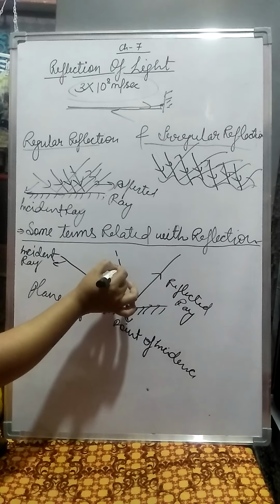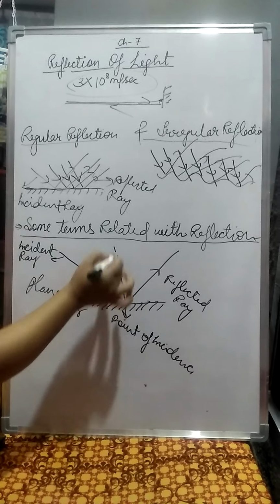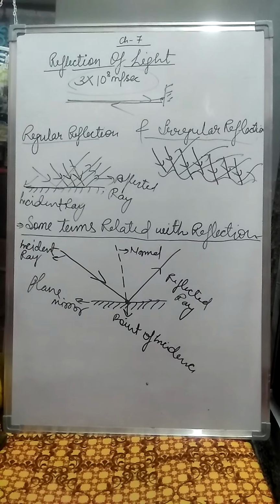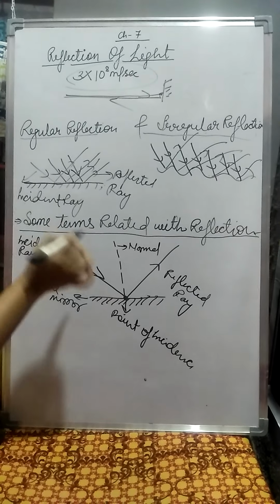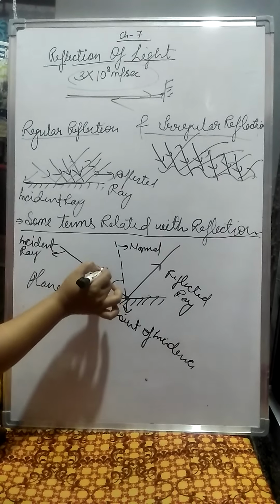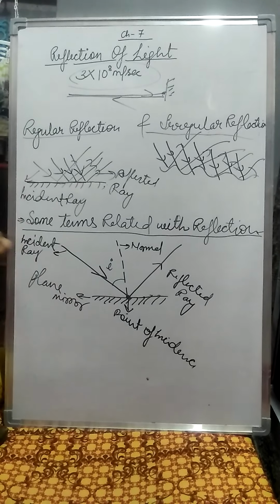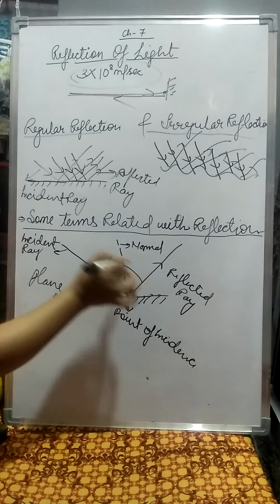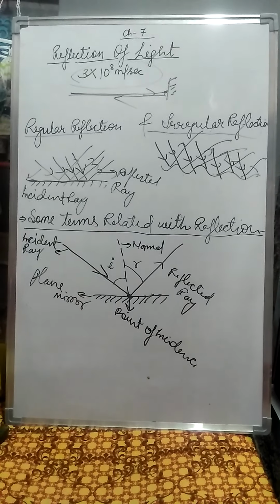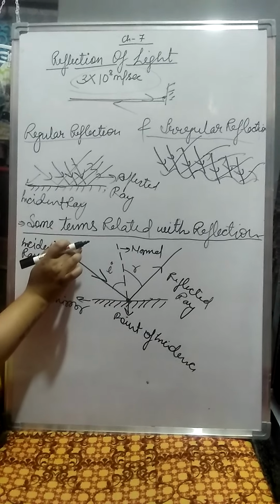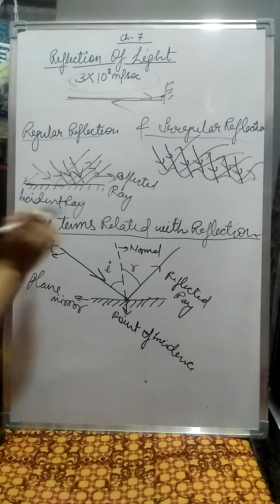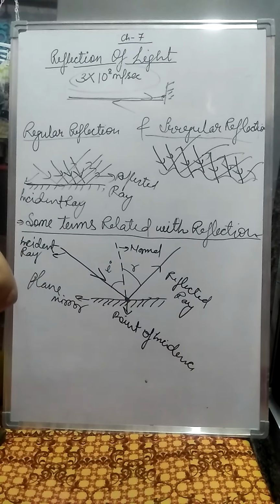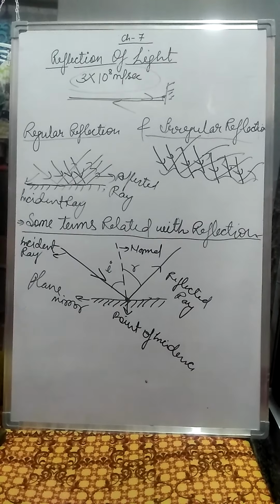The perpendicular drawn at the point of incidence is called the normal. The angle made between the incident ray and the normal is called the angle of incidence, and it is represented by the letter i. The angle made by the reflected ray and the normal is called the angle of reflection. The plane which contains the incident ray is called the plane of incidence. The plane which contains the reflected ray is called the plane of reflection.